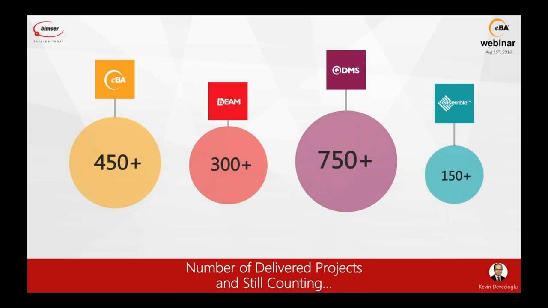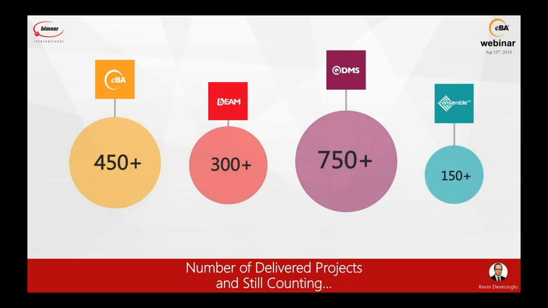We have delivered many projects globally. For eBA, we have delivered more than 450 projects globally. For BIM, our maintenance and asset management software, we have delivered more than 300 projects. For QDMS, we have delivered more than 750 projects. And for Ensemble, we have delivered more than 150 projects. These are global figures, and we implement different projects every single day.